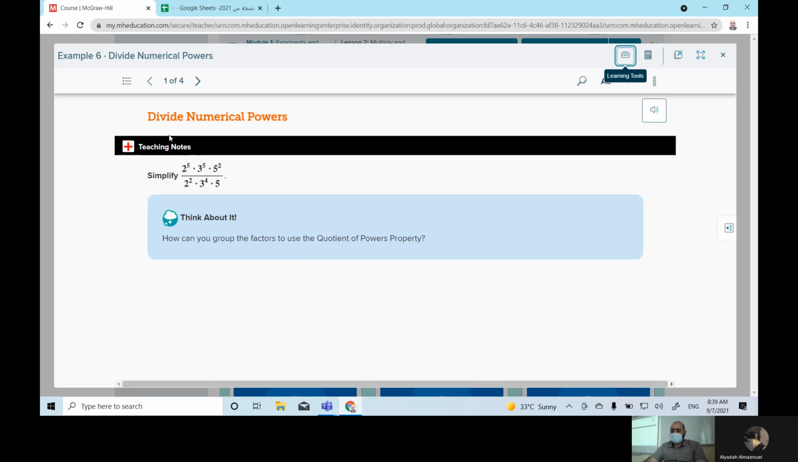Divide, right, please the title here: divide numerical powers. Write the question here, simplify: 2 exponent 5 times 3 exponent 5 times 5 exponent 2 divided by 2 exponent 2 multiply by 3 exponent 4 multiply by 5 exponent 1. Then try to find the answer.